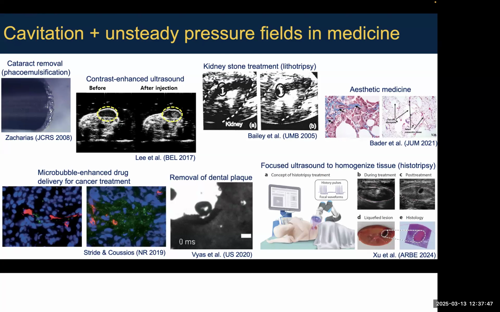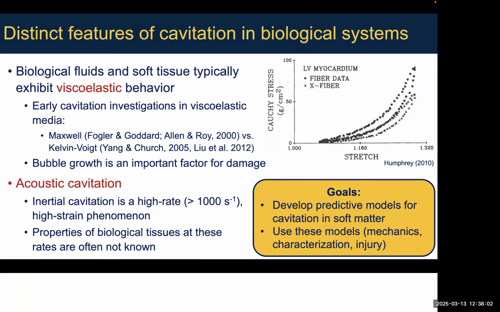So histotripsy, Jen Su here at the University of Michigan is one of the pioneers of this technique. Cavitation has been exploited in a number of these applications, with some of them relying specifically on the destructive effects of cavitation in tissue to achieve the goals. One might be to break kidney stones, one might be to homogenize tissue.